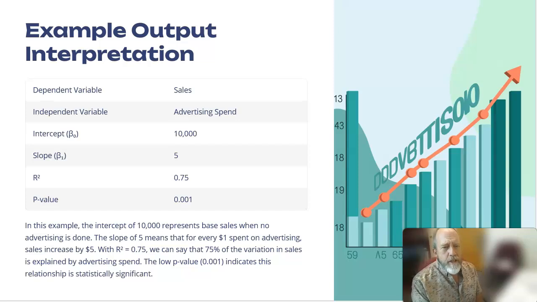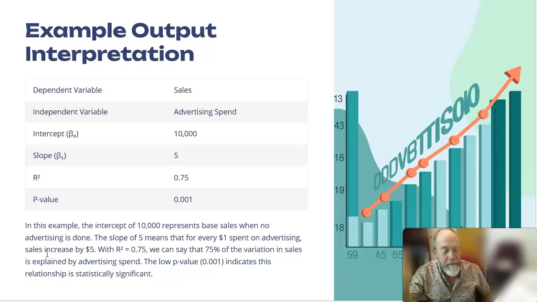So let's see. Suppose we look at this example here, and you've got to really understand what the example says. In this example, the intercept represents 10,000 base sales when no advertising is done. So the slope in this equation means that for every dollar you spend on advertising, you actually get $5 in sales. By the way, don't confuse that with $5 in profit. It's $5 in sales.